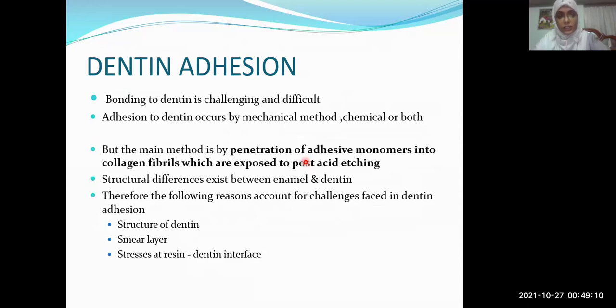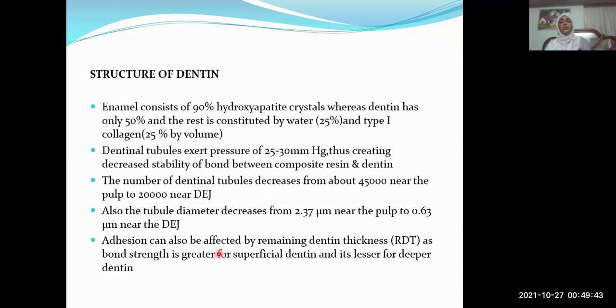Then when we see dentin adhesion, bonding to dentin is not as easy as compared to enamel. Why? Because of the structure of dentin, which is very different from that of enamel, the formation of a smear layer, and the various stresses at the resin-dentin interface because of the exposure of the dentinal tubules. All this makes dentin adhesion a little complicated compared to enamel adhesion. So we'll see about each.